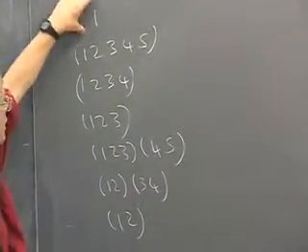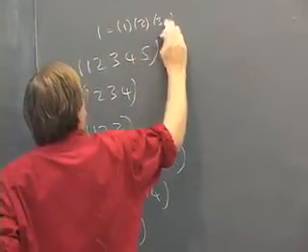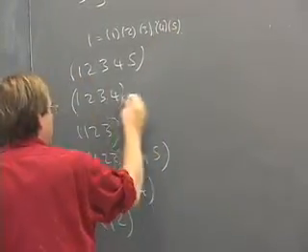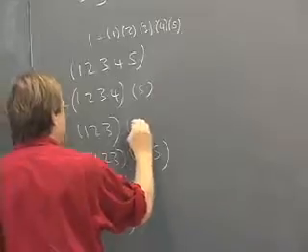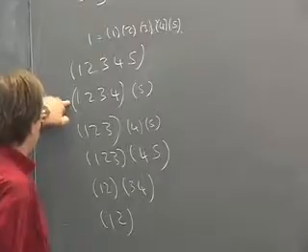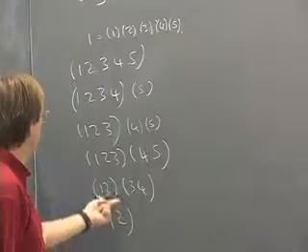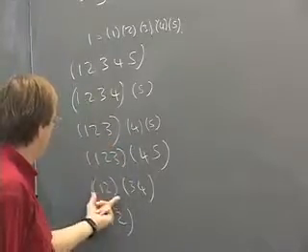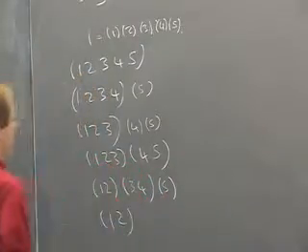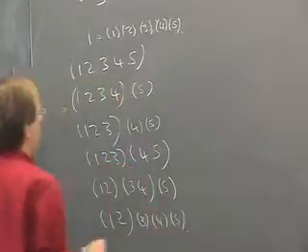So we could have all 1 cycles, as it were. Or we could have one 5 cycle, or a 4 cycle and a 1 cycle. We could have a 3 cycle, and then either two 1 cycles or a 2 cycle. We could have a 2 cycle and then another 2 cycle and a 1 cycle, or just a 2 cycle and then three 1 cycles. And there are no other possibilities.